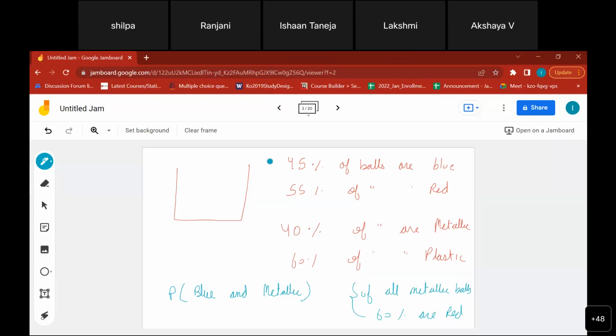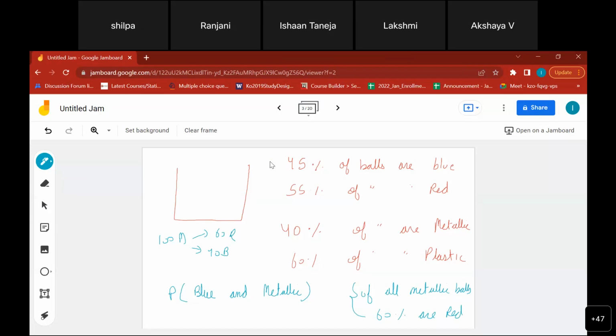Okay, so the thing is, if I'm considering 100 metallic balls, out of them 40 are blue, correct? Then if I take 40 balls, 16 will be blue. But we are actually having 40%, correct? So imagine that 100 is our original sample space. Out of that, 40 you're taking. So 40% of 40. So you'll get probability as 0.16.